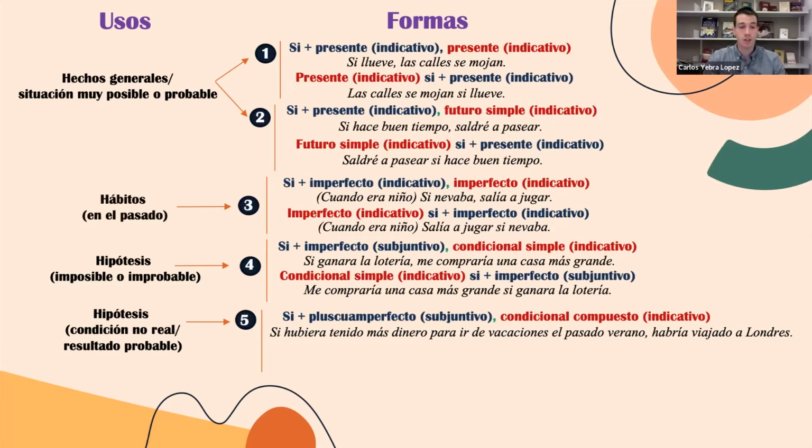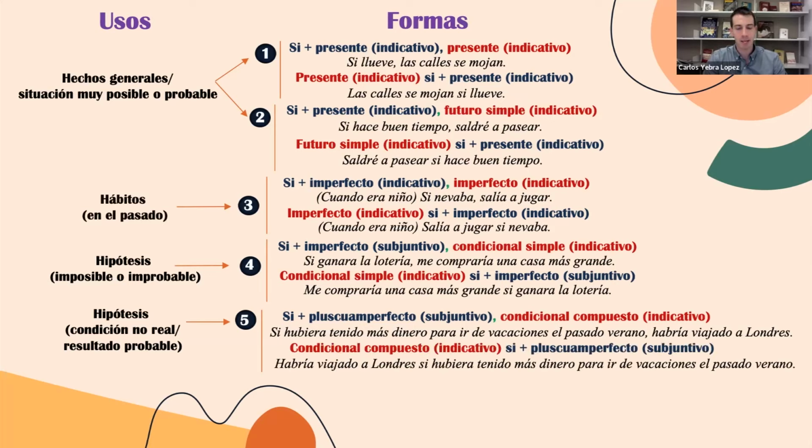And we can use this structure also beginning with the main clause in condicional compuesto and then the if clause in pluscuamperfecto de subjuntivo minus the comma. So it will be something like this. Habría viajado a Londres si hubiera tenido más dinero para ir de vacaciones el pasado verano. I would have traveled to London if I had more money to go on a vacation last summer.